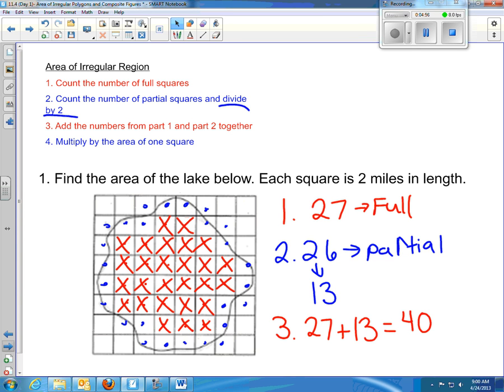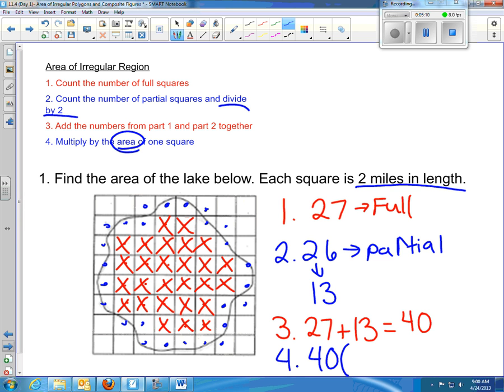All right, and the last step, number 4, multiply by the area of 1 square. So I'm going to take my 40, and I'm going to times it by the area of 1 square. Here it says each square is 2 miles in length. So that's saying this is 2 and this is 2. So we're going to multiply to find area, and so that means my area for 1 square is 4. So I'm going to take 4 times 40, and my estimate is going to be 160 miles squared.